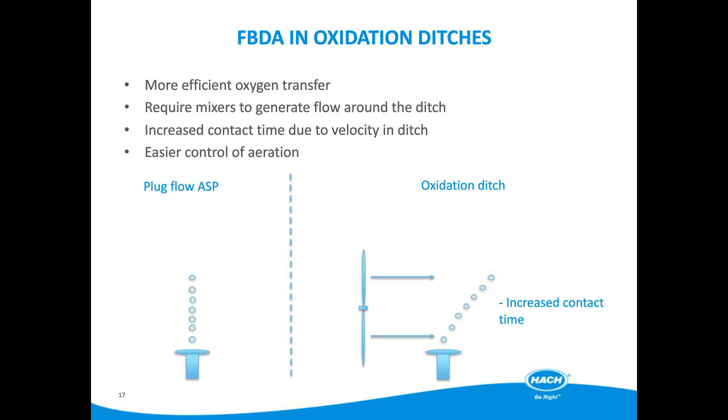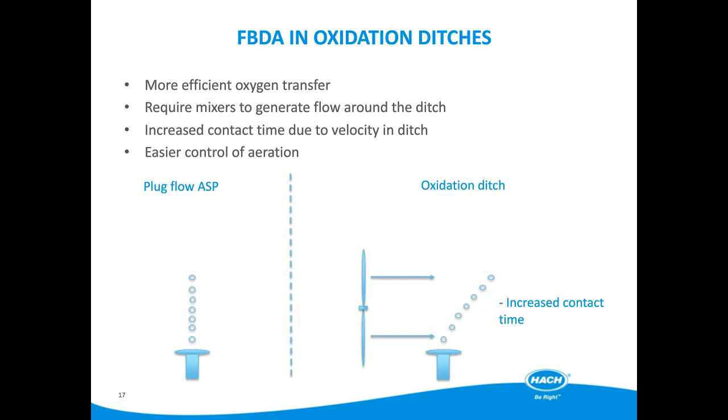It's now becoming more common to install fine bubble diffused aeration in oxidation ditches, making the aeration of the contents of the ditch much more controllable, and reducing the intensity of aeration does not impact upon the velocity of the mixed liquors within the ditch, and this has to be supplied by submerged mixers.